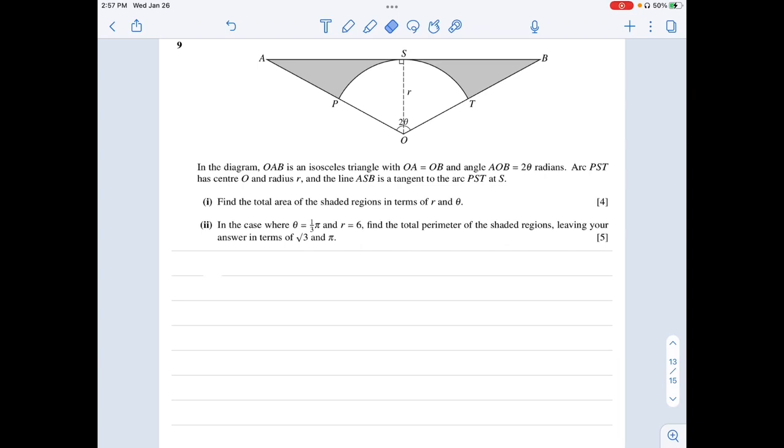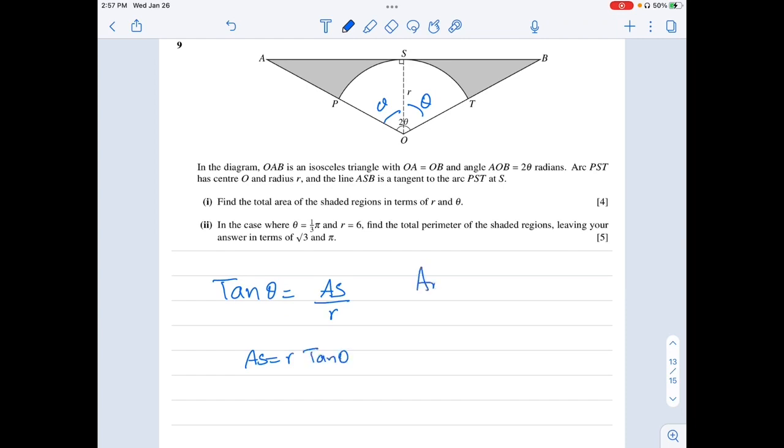So I'm going to use tan theta. So what is tan theta? Because this angle will be theta and theta, so total is 2 theta. So I use tan theta in any one of the triangles, where the opposite side is AS and the adjacent side is R. So AS is equal to R tan theta.